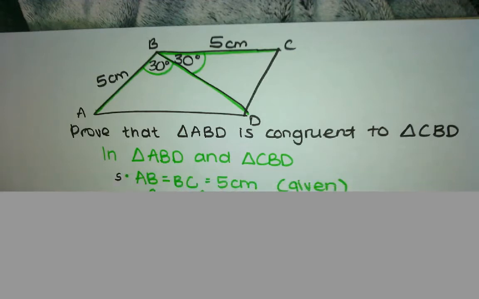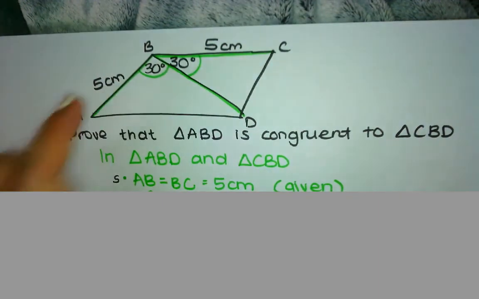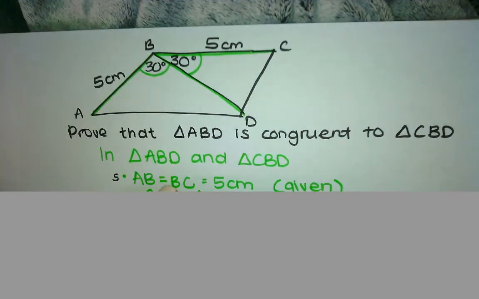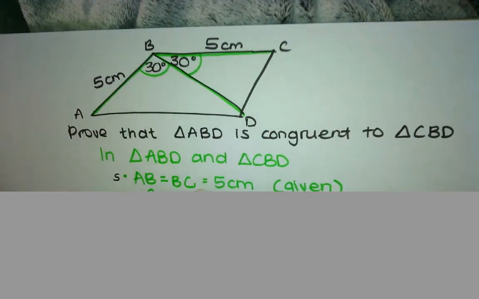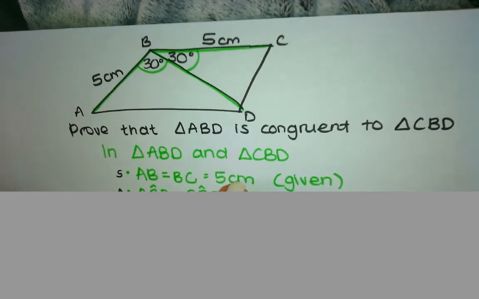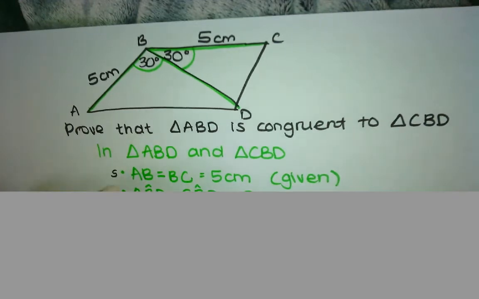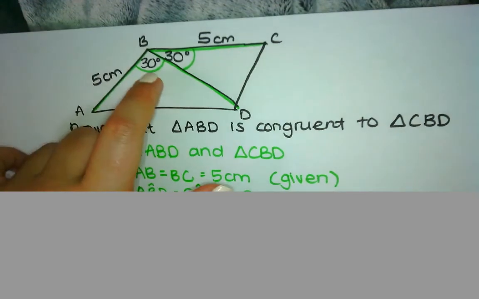So we've got the things that they've given us. You can see that they are both 5 centimeters. So what we're going to do is say that AB is equal to BC, and they are both 5 centimeters in length. The reason is because it's been given to us. They told us it was 5 centimeters, and that's a side, right? It's a length, it's not an angle, it's a side. And then the other thing that they gave us, which is pretty obvious, is that's 30 and 30.